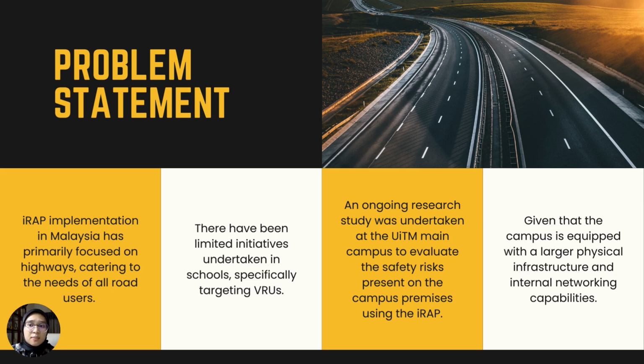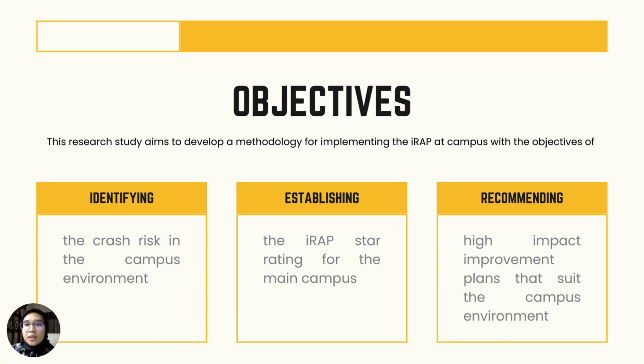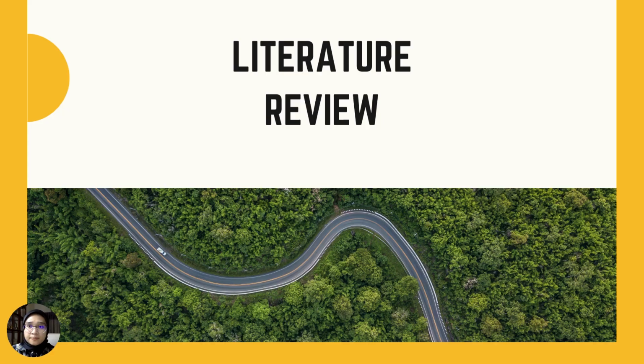Even though it is similar to iRAP at schools, campus settings cater to more space and networks within the campus. Thus, this study aims to develop a methodology for implementing iRAP at campus with the objectives of identifying the crash risk in the campus environment, establishing the iRAP star rating for the main campus, and third, to recommend high-impact improvement plans that suit the campus environment.